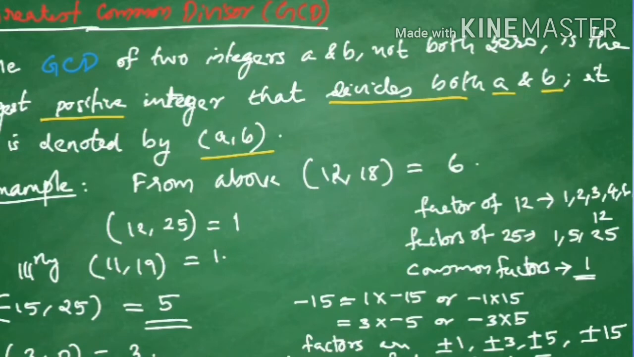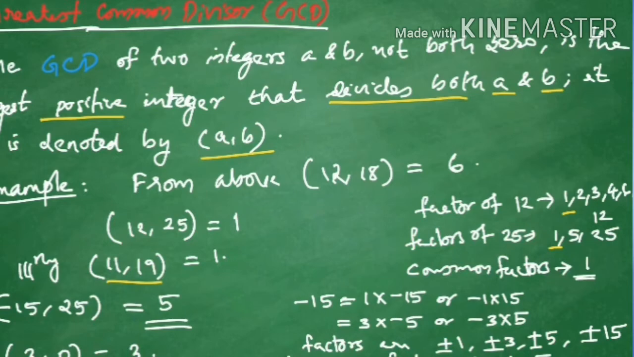Now we check another example, the GCD of 12 and 25. The factors of 12 are 1, 2, 3, 4, 6 and 12, and the factors of 25 are 1, 5 and 25. Among these, there is only one common factor, that is 1 itself. So the GCD will be equal to 1. The same holds for 11 and 19. They also have no divisors other than 1 in common, so their greatest common divisor is also 1.